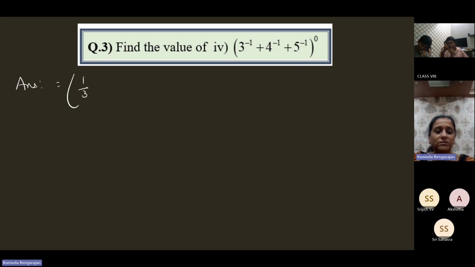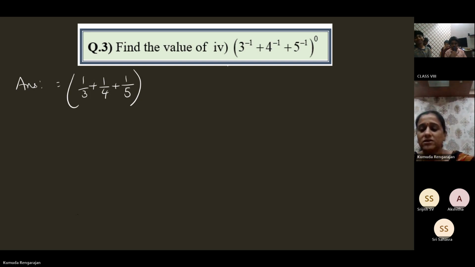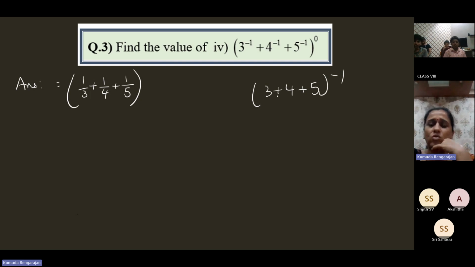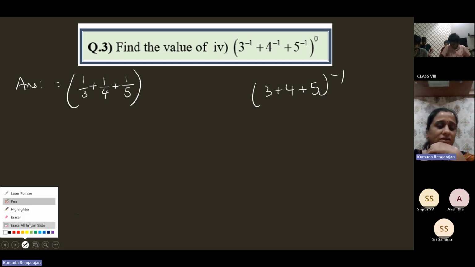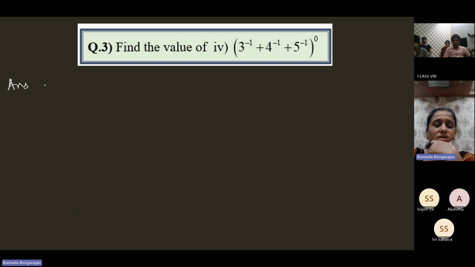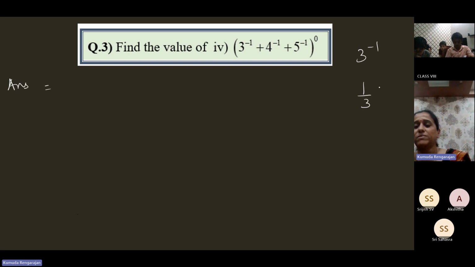So 1/3 plus 1/4 plus 1/5. How do we get this? Because the power is negative. See, children, when I'm saying all this, some of us are not internalizing. This should not be written as 3 plus 4 plus 5, the whole power minus 1. No. When it is addition, subtraction, there's no rule like this. You have to handle them separately. So what is the other way of writing 3 to the power minus 1? Reciprocal of the base, negative of the power. So 1/3.